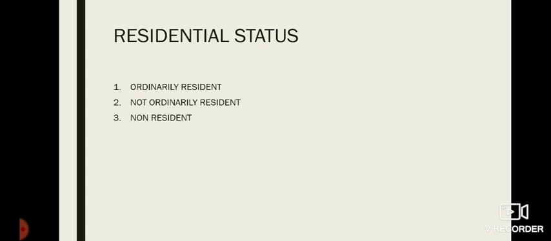Coming to the next part, residential status. A residential status can be either ordinarily resident, not ordinarily resident, or non-resident. So how do we get to know that a person is ordinarily resident, not ordinarily resident, or non-resident? Based on satisfaction or fulfillment of basic and additional conditions, we conclude whether a person is ordinarily, not ordinarily, or non-resident. Let us understand how the residential status is determined based on the basic and additional conditions.